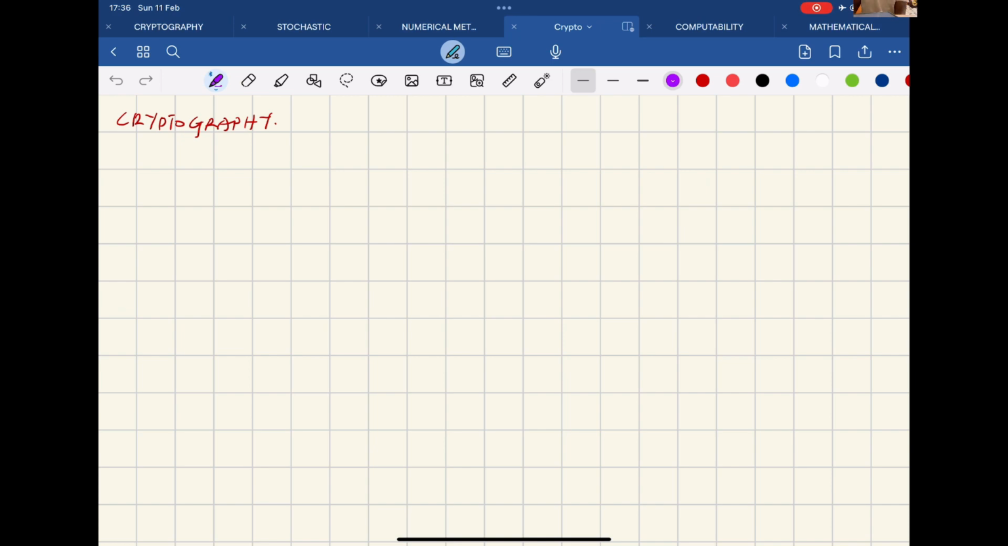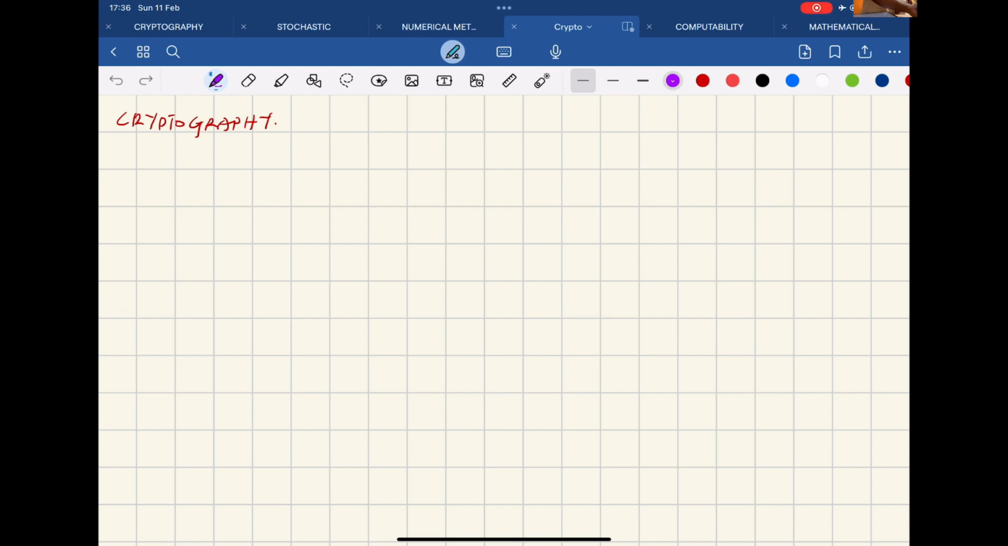Now, the messages that we want to send is called the plain text, and the hidden messages is called the cipher text. The process of converting the plain text to cipher text is what we call encryption, and the reverse process is called decryption.